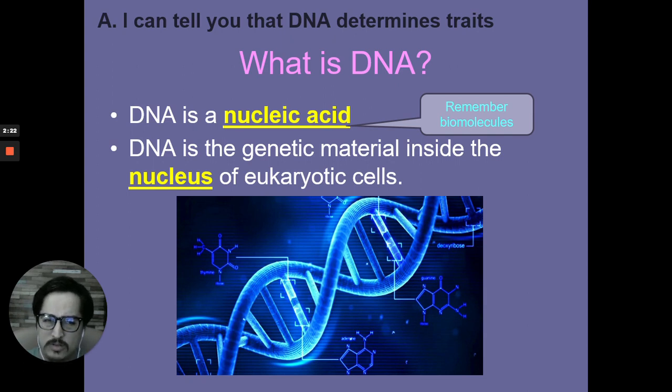Remember biomolecules? It was a long time ago. There were proteins, carbohydrates, lipids, and nucleic acids. We told you to remember that nucleic acids are DNA. Well, here it is again. DNA is a nucleic acid. DNA is the genetic material inside the nucleus of eukaryotic cells. You also know that already, right? A cell has a nucleus, and inside the nucleus they have DNA. So let's keep going.